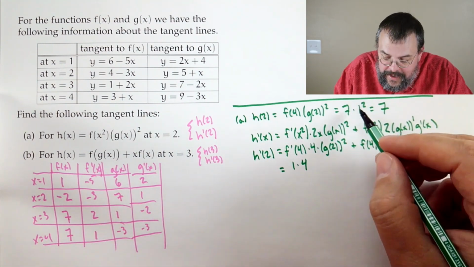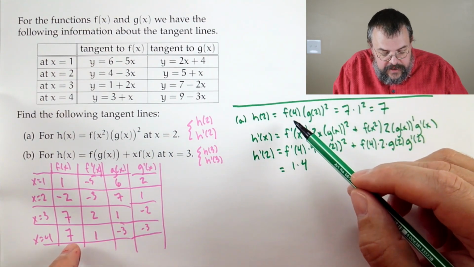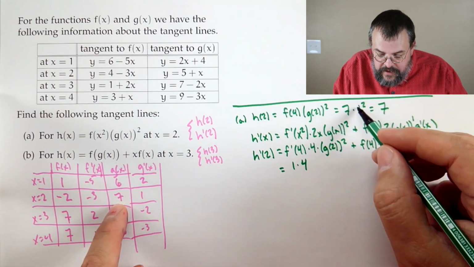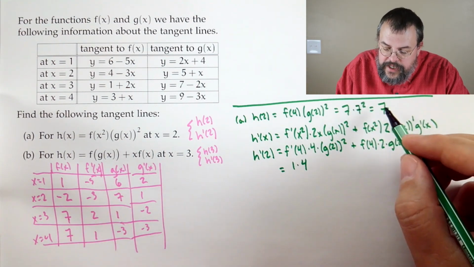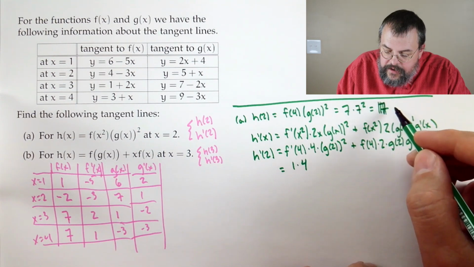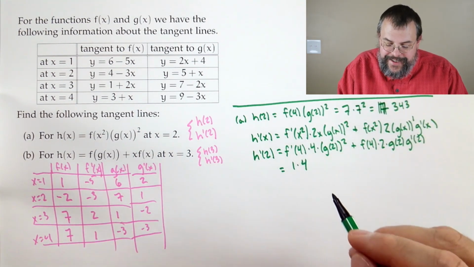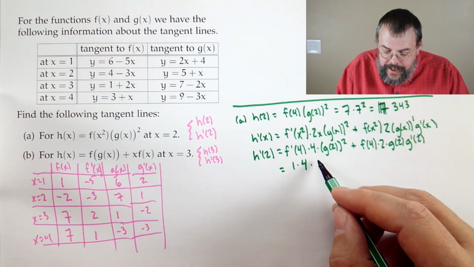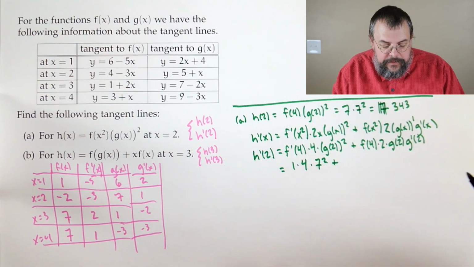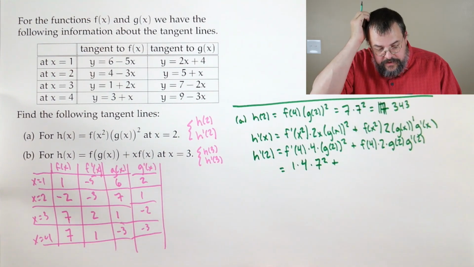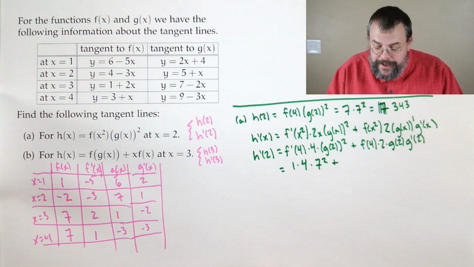We can fix that. So it should have been f of 4 is 7, and g of 2 is 7. So that should have been a 7 squared. I am so sorry about that. Of course, 7 times 7 squared is 343. There we go, now we're back on track. So 1 times 4 times 7 squared plus f of 4. Yeah, g of 2, wow, that's a big number. Well, sometimes they are what they are, right?